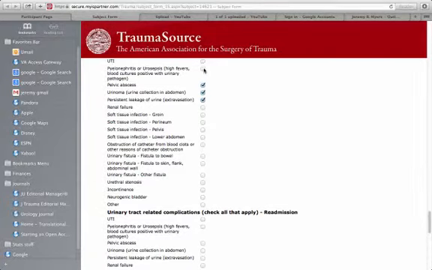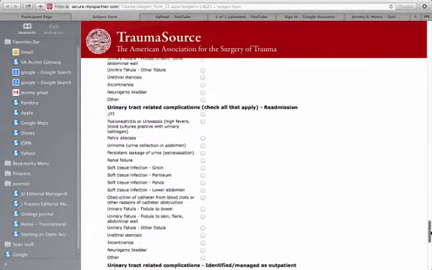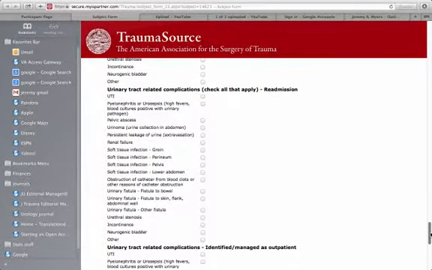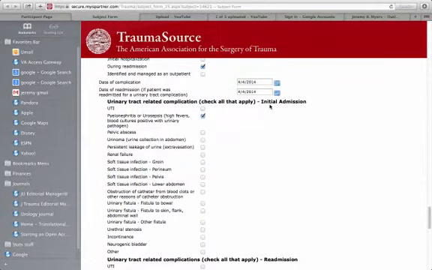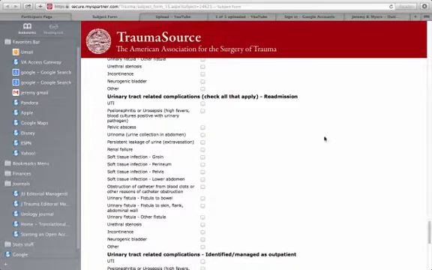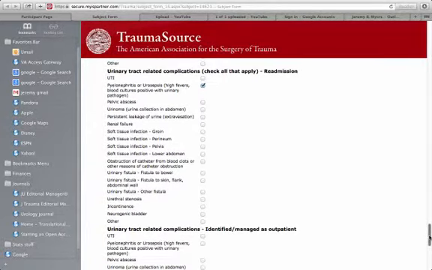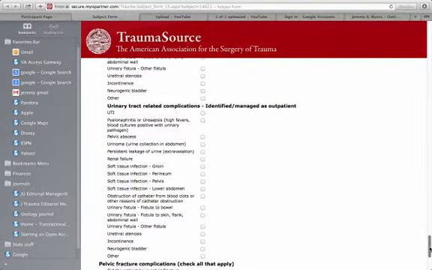So in his case, we'll say it was pyelonephritis. There was no evidence of leak, and he received IV antibiotics and was discharged. So actually, I messed this up because this was during the initial admission, and he did not have a UTI during his initial admission. It was during readmission that his UTI and pyelonephritis occurred. So we'll put it on the readmission. And then also these can be managed potentially as outpatient.